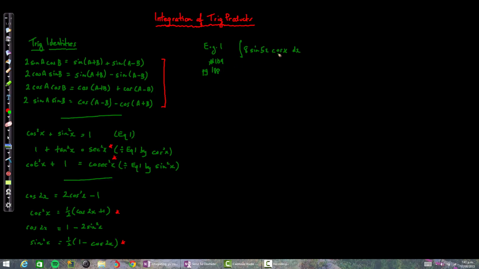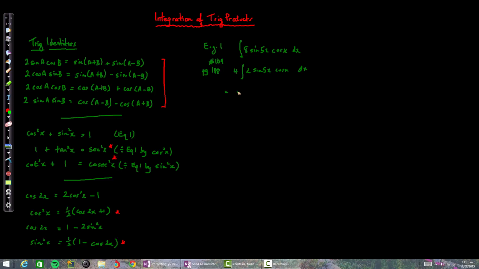Now this is sine times cosine, so probably this first identity would be the one I want to use. Now this has got a 2 in front, this has got an 8 here, but if I simply take 4 as a factor out the front and leave the 2 there, then you can see that we can apply this identity directly.